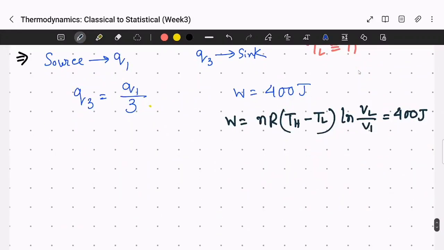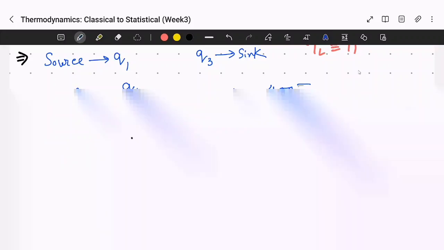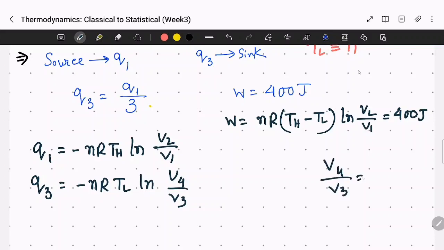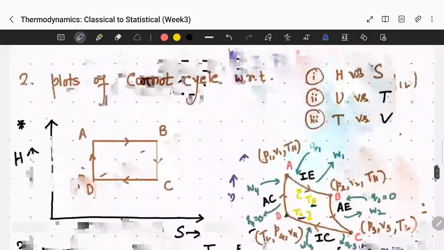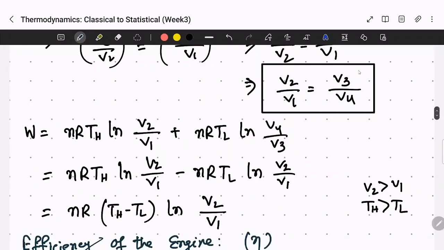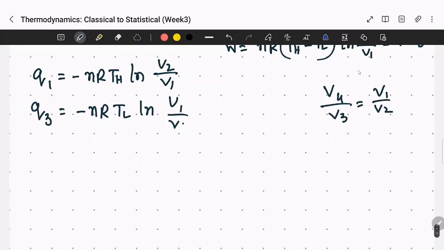W is given. Now we have to calculate Q1 and Q3. So Q1 we know is minus nR TH ln(V2 by V1). And Q3 we also know is minus nR TL ln(V4 by V3). And we also know that V4 by V3 is equal to V1 by V2, if I'm not wrong. Yes, so you can write it as V1 by V2.